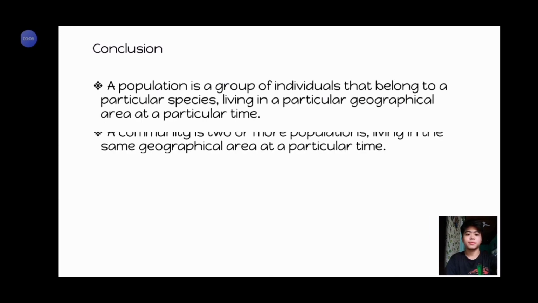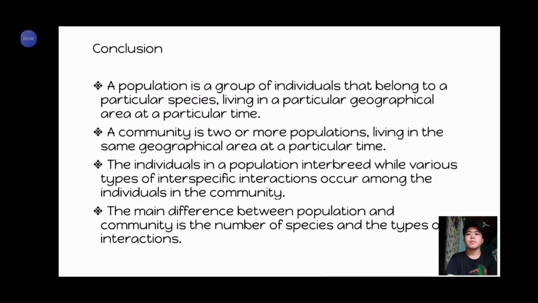Conclusion. A population is a group of individuals that belongs to a particular species living in a particular geographical area at a particular time. On the other hand, a community is two or more populations living in the same geographical area at a particular time. The individuals in a population interbreed while various types of interspecific interactions occur among the individuals in the community. The main difference between population and community is the number of species and the types of interactions.